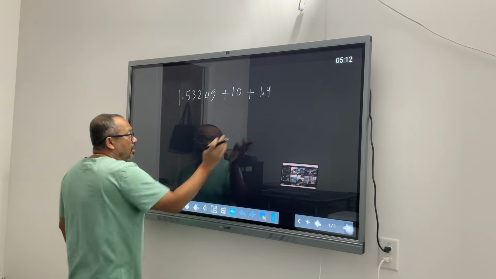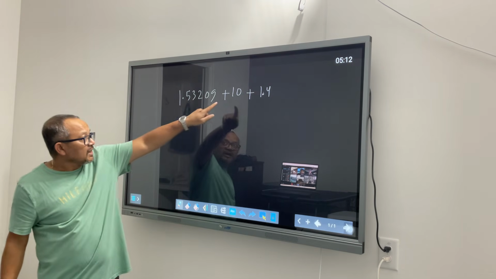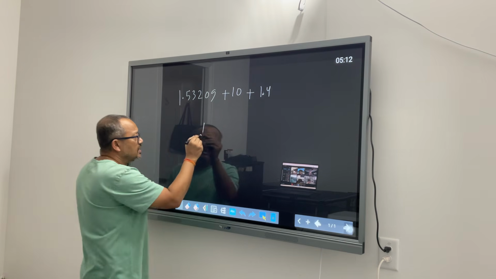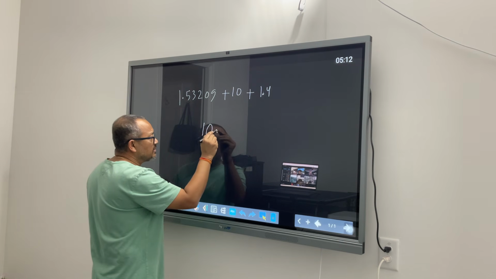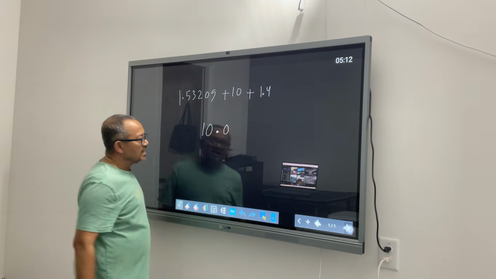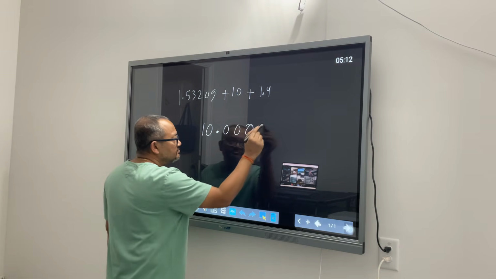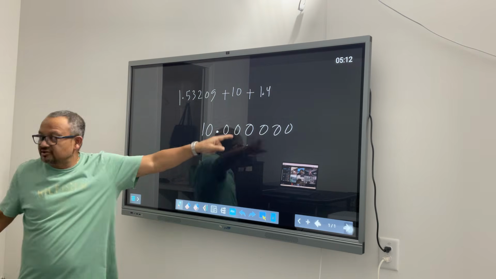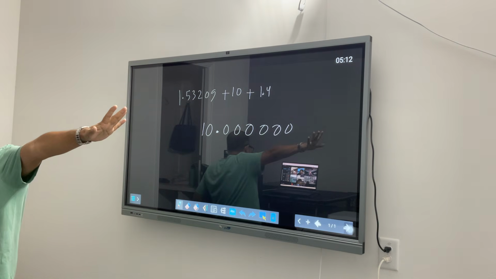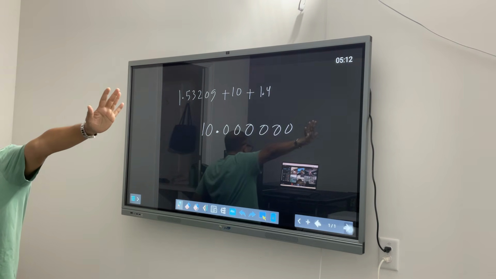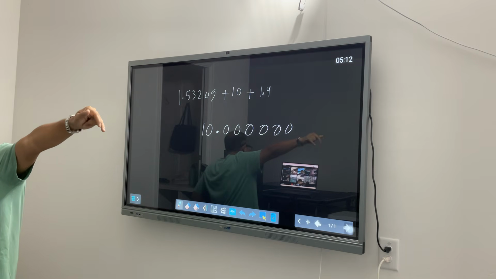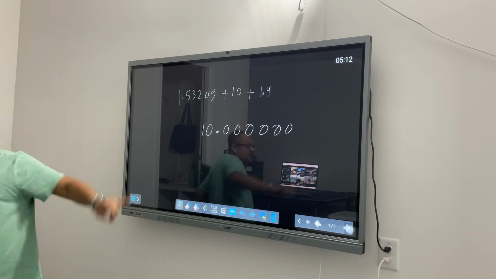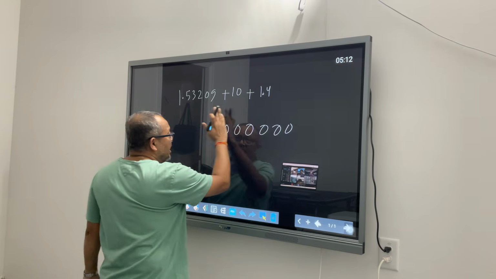Or if I have any number, 10, I can convert that to a decimal by putting 10.0. Now I can add zeros. This doesn't hurt. It still remains 10.00000. Everybody okay with that? Anika said okay, so everybody here okay? Now I am trying to add these numbers.